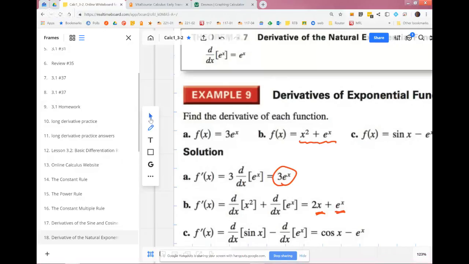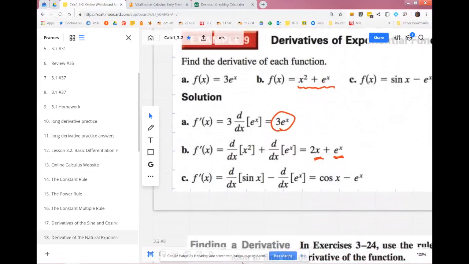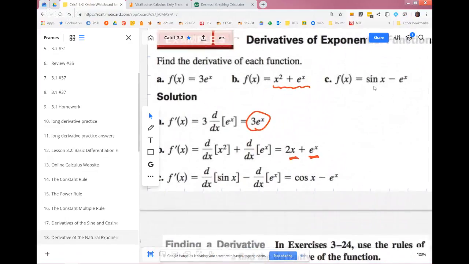And finally, we have part trigonometry, part natural exponential function. What's the derivative of the sine of x? Here's the original problem up here, up on the right. Sine of x minus e to the x. Well, the derivative of the sine is the cosine of x. And the derivative of e to the x is e to the x, so it's just cosine x minus e to the x.